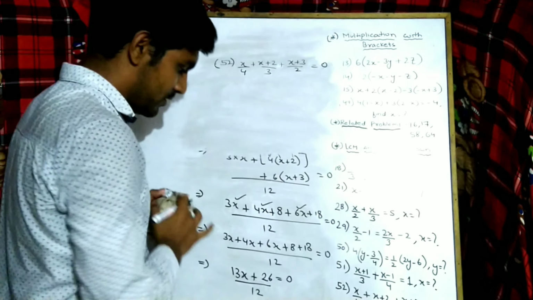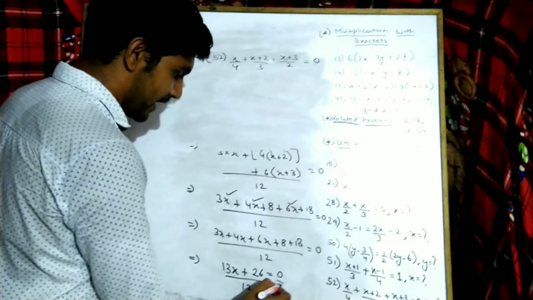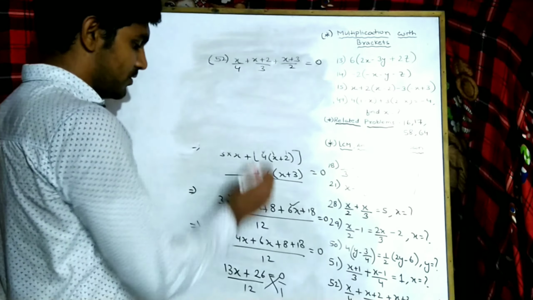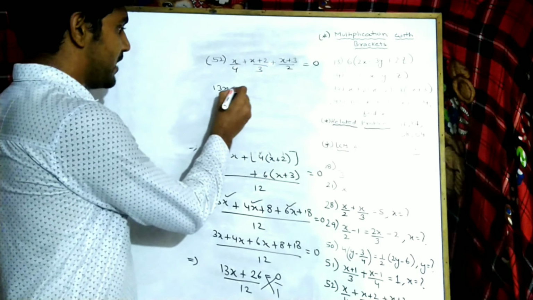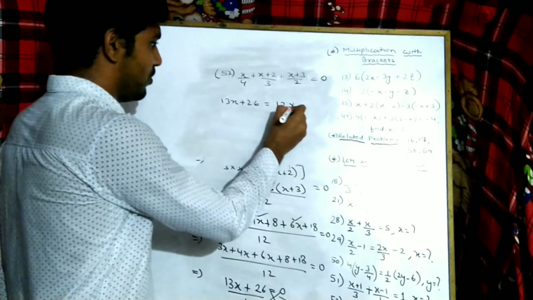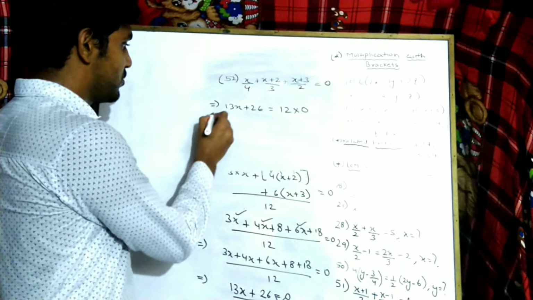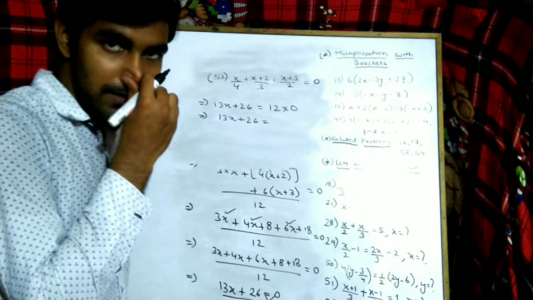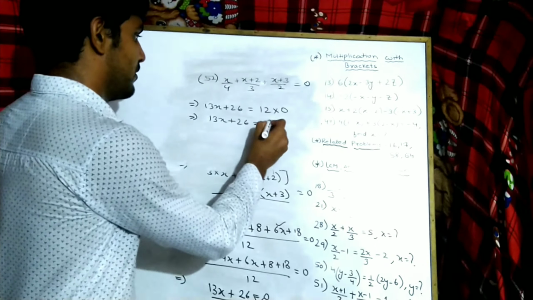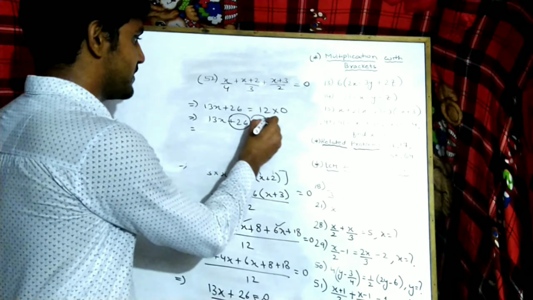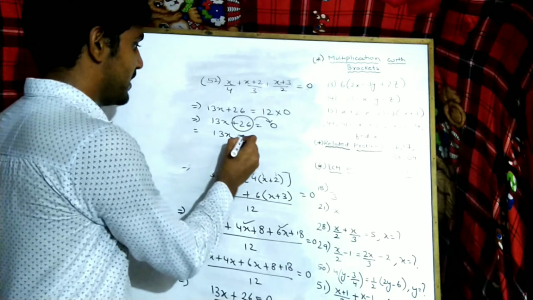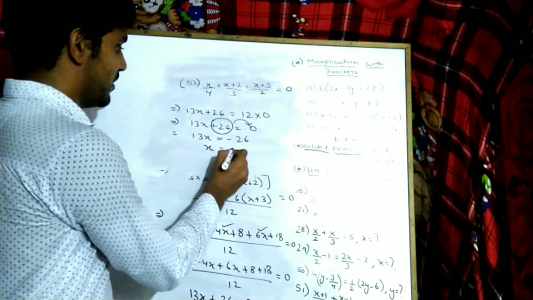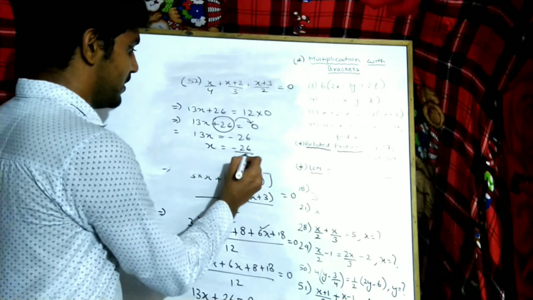Okay. So 13. Now cross multiply. So 12 into 0. 13x plus 26 is equal to 12 into 0. If any number is multiplied with 0, it comes 0. So now this plus 26 goes to that side and becomes minus. 13x is equal to minus 26. So x is equal to minus 26 by 13. It comes one time, this is 2 times. So x will be minus 2. Clear?